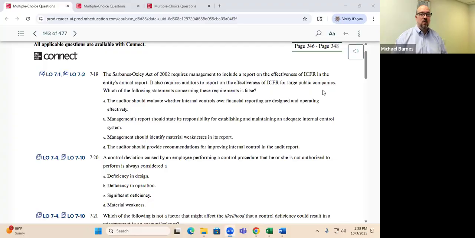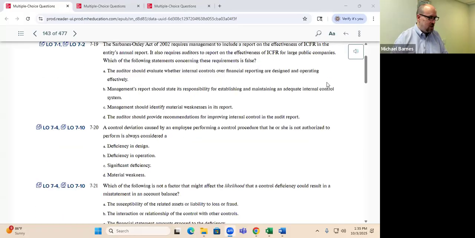If they were going to take responsibility for it, they should probably say, well, this control was not operating properly. That is a should, and not necessarily all management will do that, because that's why we have the auditors to check up on the management. But management should do that. The auditor should provide recommendations for improving internal control in the audit report. Is that a true statement? It is not. It's the only one that's left, so that has to be the false statement. Do they provide recommendations on improving internal control? Yes, they do. Who do they provide that to? To management, not in the report. Okay. All right. Question 720.